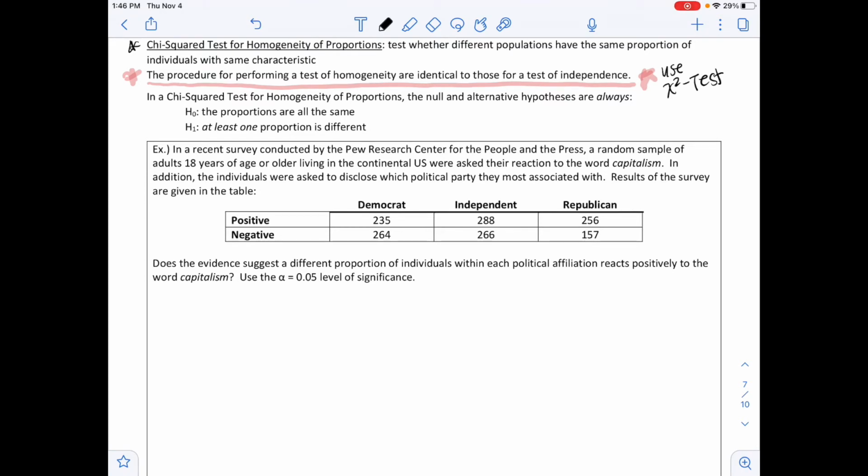And so in the chi-squared test for homogeneity of proportions, the null and the alternative hypotheses are always going to be, something to write down and make sure you know for your exam: H0, the null, is that the proportions are all the same. So they're all going to be the same, and again, we're talking proportions. And then our alternative is that at least one proportion is different.